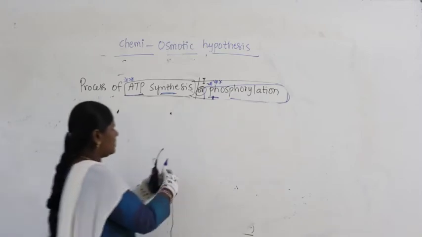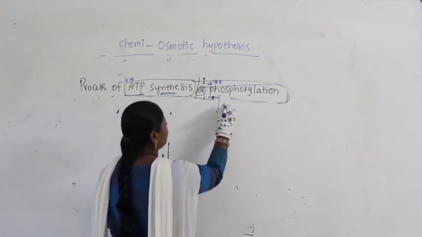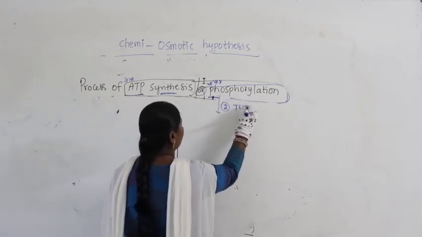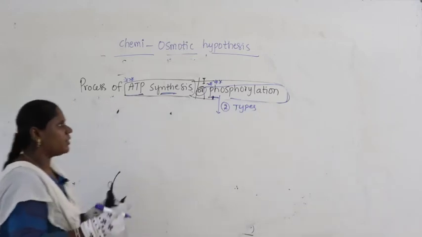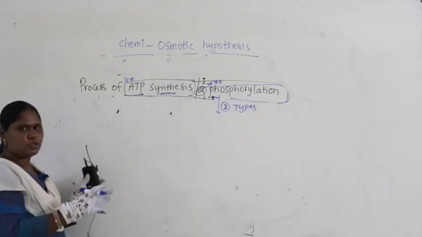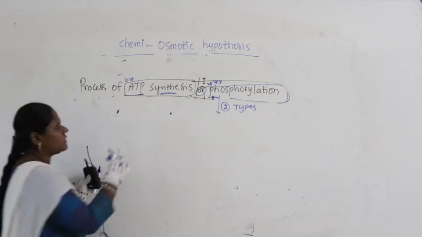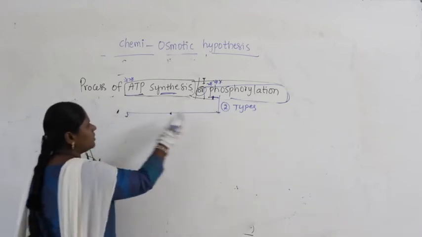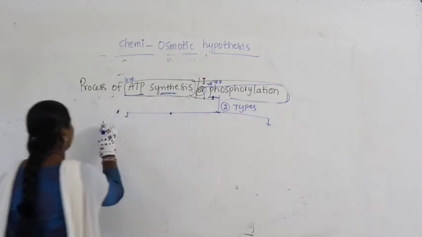So let us write this. Phosphorylation, how many types? Phosphorylation is of two types. Again I am giving you a good version, that is very important, because this is a place where most of the students will have confusion. Let us write very clearly. Phosphorylation is of two types. What are the two categories?